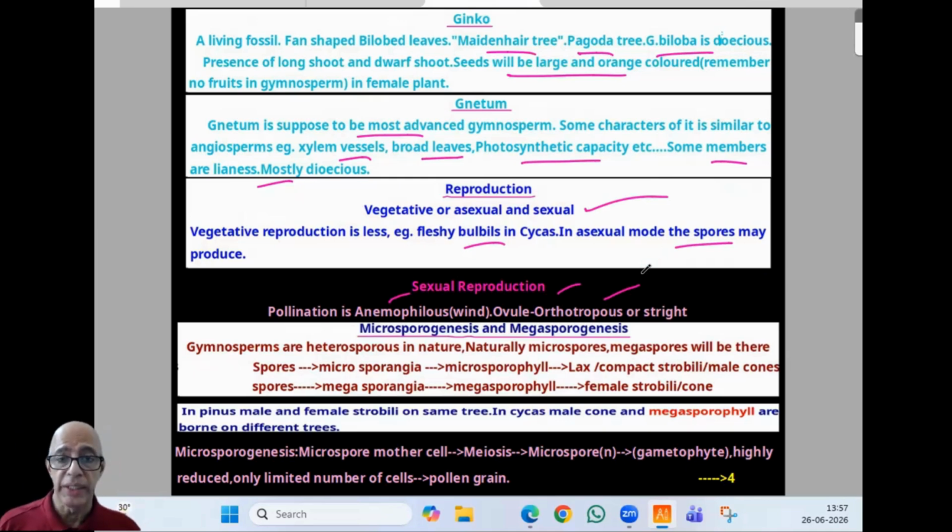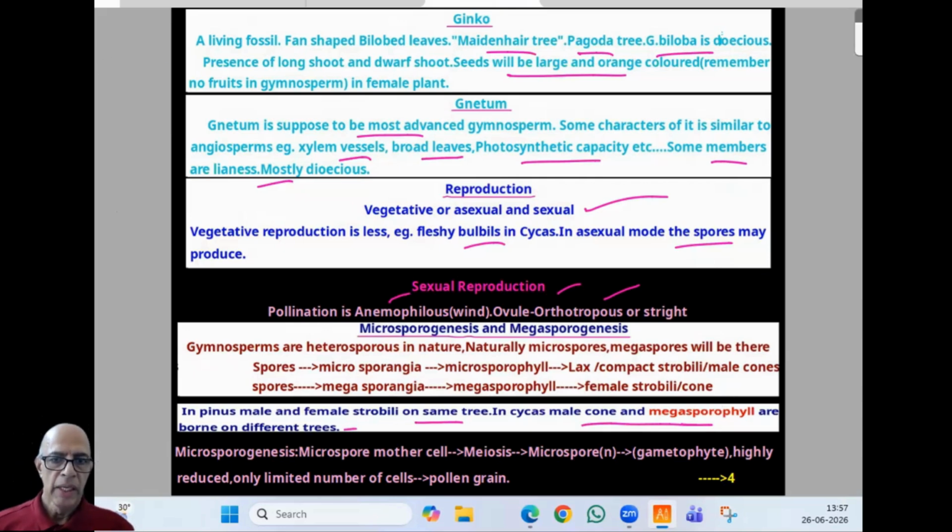Gymnosperms are heterosporous in nature. Naturally, microspores and megaspores will be there. This is how they arrange. Spores in microsporangia, microsporophyll, forming lax or compact strobili or male cones. Similarly, on the female side, spores in megasporangia, megasporophyll, female strobili or cone. Now, when we come to Pinus, male and female strobili are on the same tree, so monoecious that way. Cycas has male cone and megasporophyll, no female cone, borne on different trees, that is dioecious.